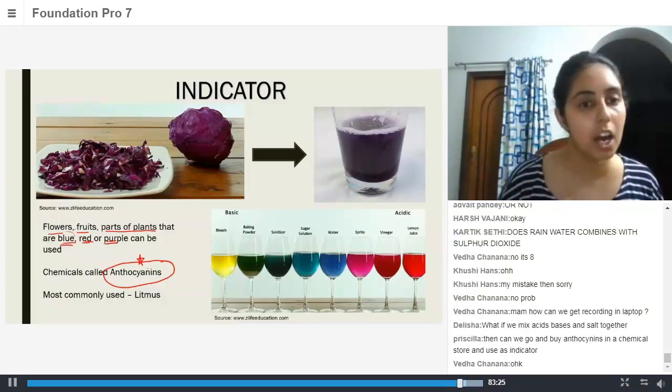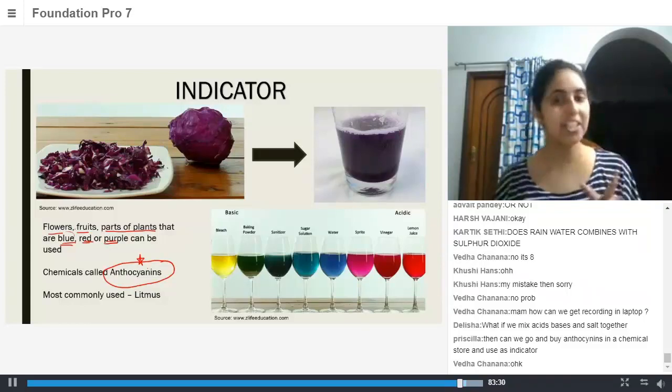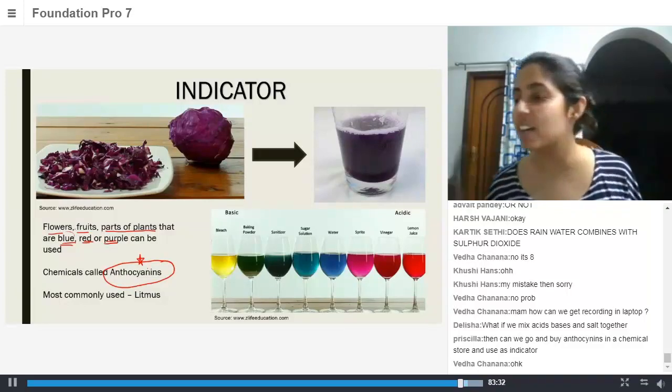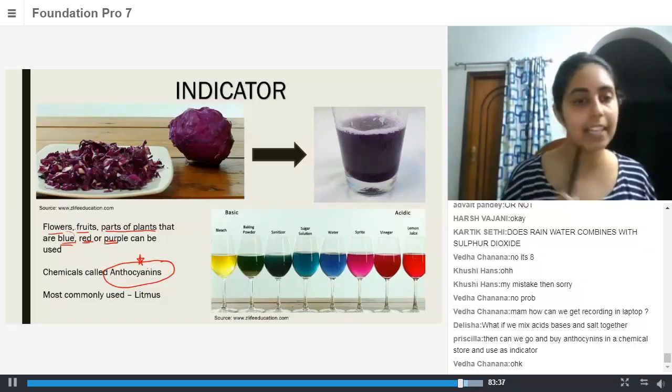Okay, ma'am. Krishna sir, what if we mix acids, bases and salts together? Good question, Delisha. We will learn that in the next class. We are almost out of time. I just have 2 minutes. So we will learn that in the next class.